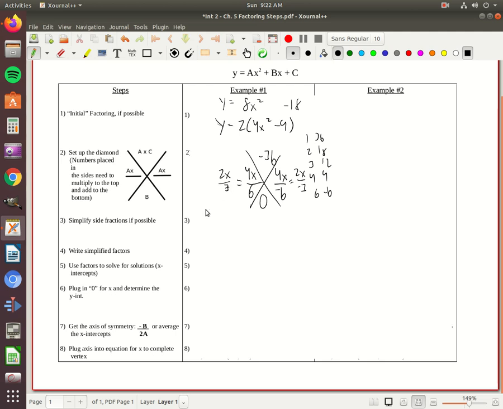So there we go. We have our factors. 2, don't forget this 2. 2x plus 3 and 2x minus 3.